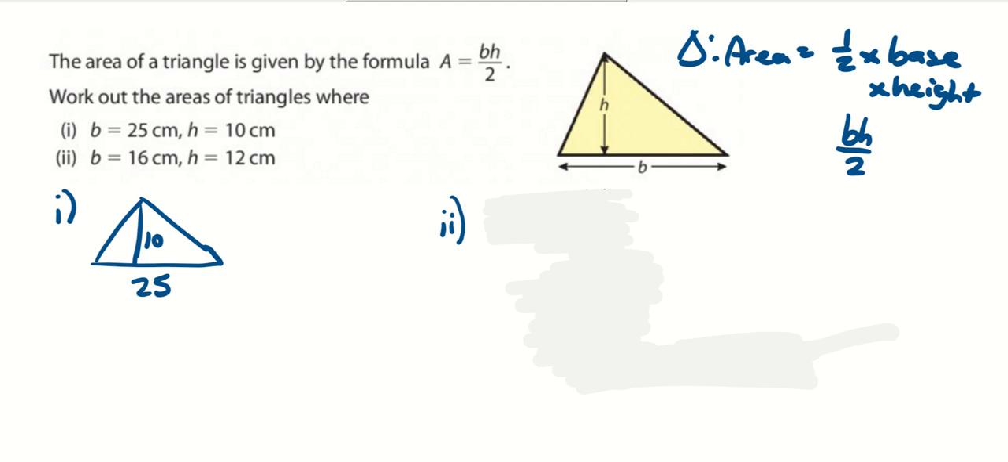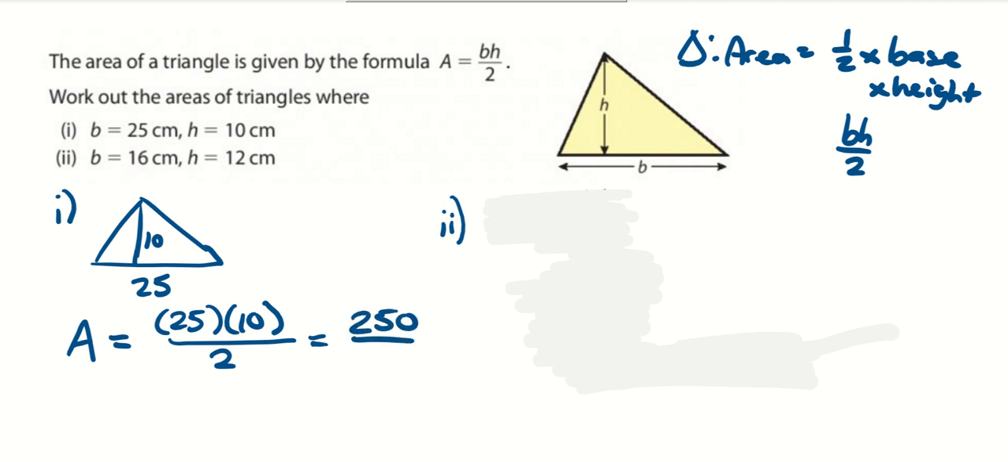is 10 centimeters. So the area is going to be BH, so that's 25 times 10. Remember, when you're substituting in, you need to use brackets, over 2. So that's 250 over 2, which means 250 divided by 2, which gives you 125. Now it's not just 125. Remember, we've got centimeters here, so when it comes to area, we need centimeters squared. That is how to do the area of a triangle when you're given the base and the height.